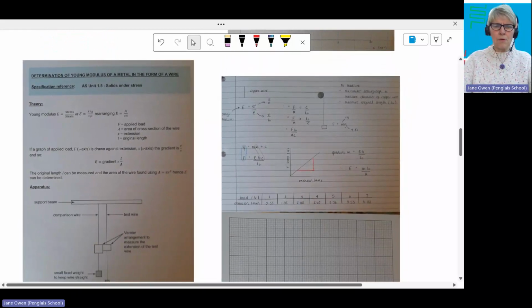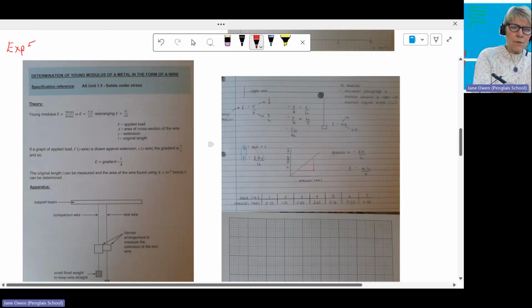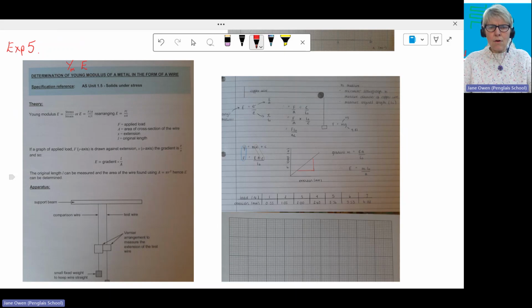Okay, right, let's move on to experiment number 5. Experiment number 5 is all about determining the Young's modulus. Sometimes we say big E for Young's modulus, or you can see it as big Y little m, or just big Y on its own. That is the stiffness of a metal, taking into consideration the dimensions of that material, and it is a constant for that particular material and can be checked in data booklets.